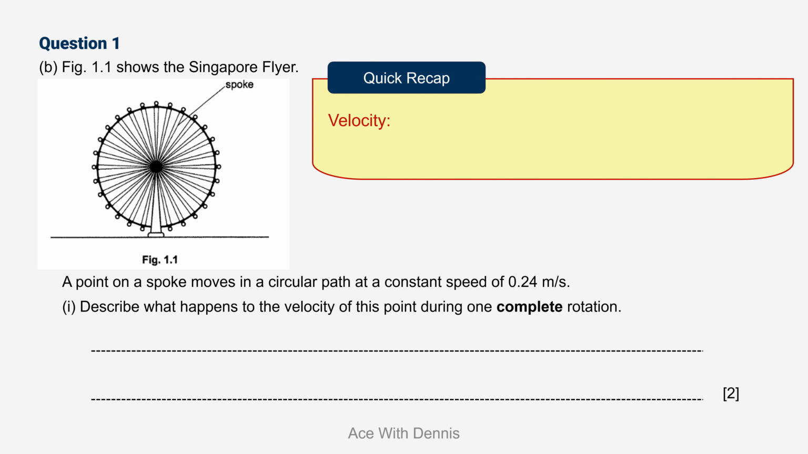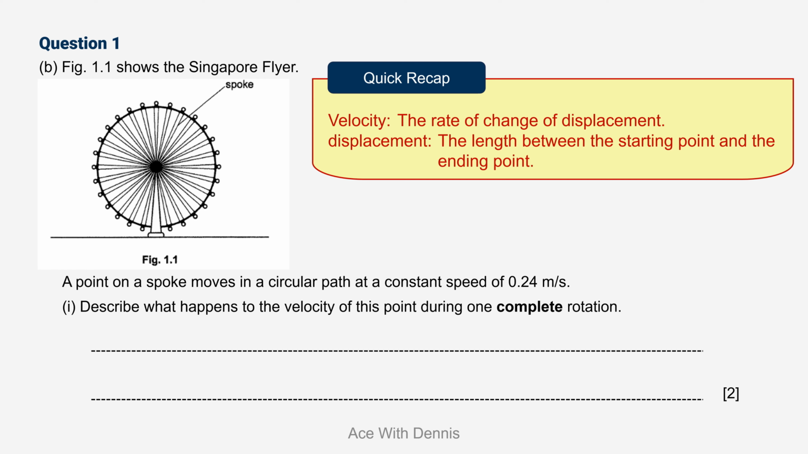What is a velocity? A velocity is the rate of change of displacement. And what is a displacement? A displacement is the length between the starting point and the ending point. Hence, since the spoke moves in a circular path and after one complete rotation, it means that the spoke will go back to the original position. Hence, the displacement will be 0 after one complete rotation.